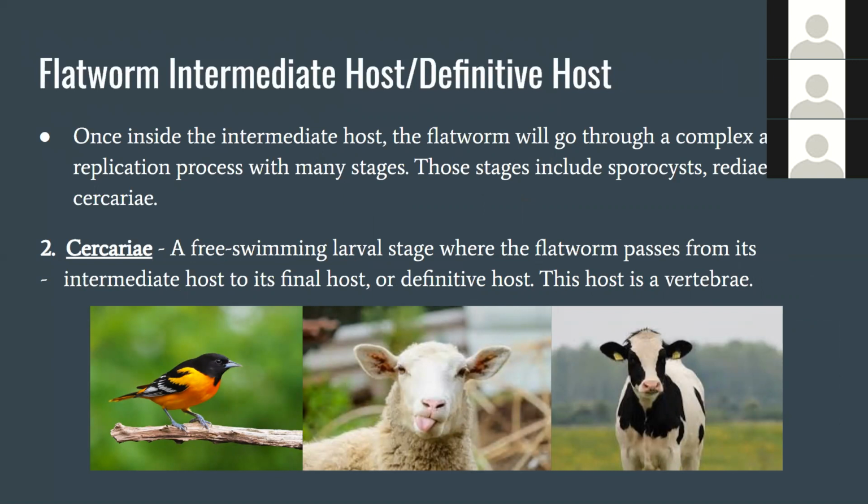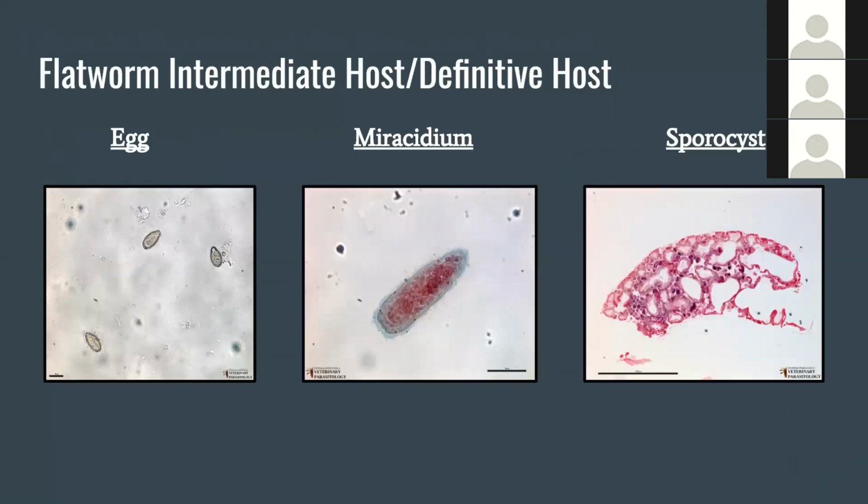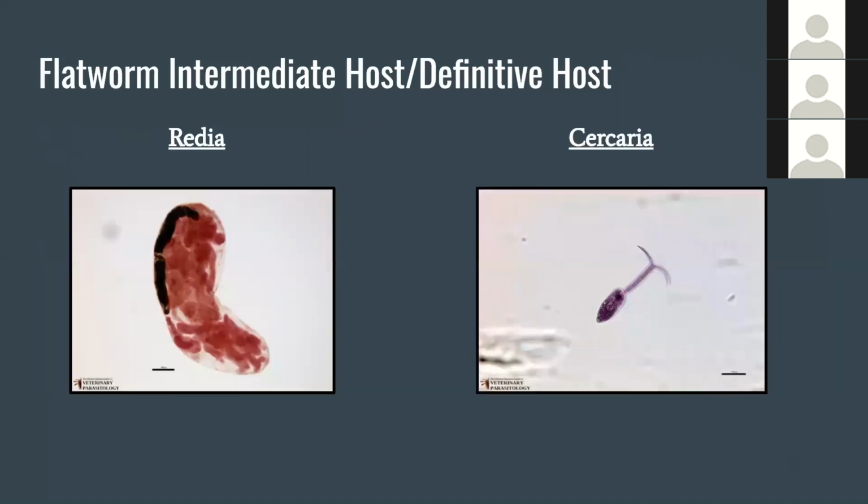Once in the intermediate host, the flatworm will go through a complex asexual replication process with many stages. Those stages include sporocyst, redia, and cercaria. Cercariae are a free-swimming larval stage where the flatworm passes from its intermediate host to its final host, or definitive host. This host is a vertebrate. These are some examples of these microbes under the microscope. So here is the egg, miracidium, sporocyst, redia, and cercaria.